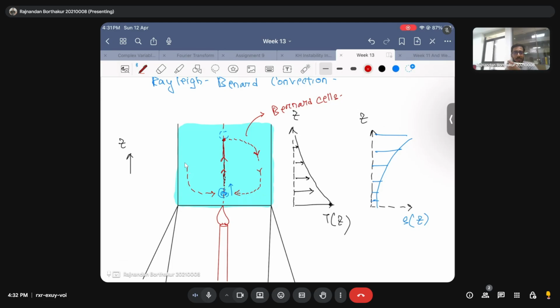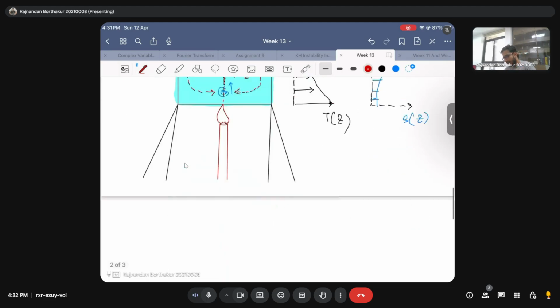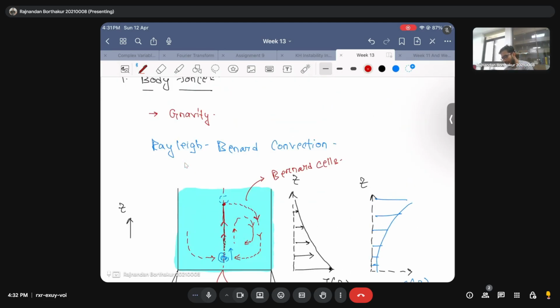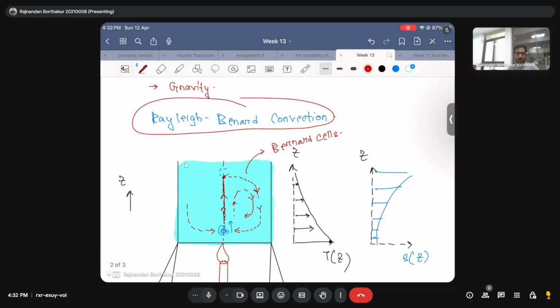Okay, and as time goes on, you will see that more and more Bénard cells are being formed. This is how the instability kicks in, and this is how gravity plays a role in creating instability in a fluid. This example that I have shown is known by the name Rayleigh-Bénard convection. Now I hope this is clear. I hope that the concept of Rayleigh-Bénard convection is clear.